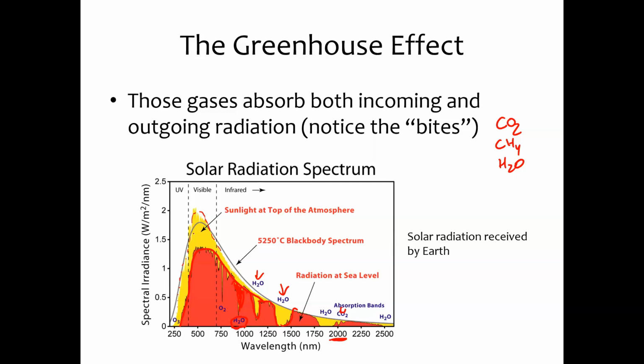One more time, some sunlight is going to reach Earth's atmosphere in yellow, but it gets filtered out, and what reaches us at sea level in red is less than that because of the greenhouse effect, because certain gases absorb radiation.